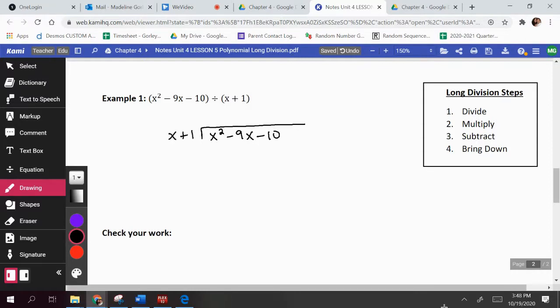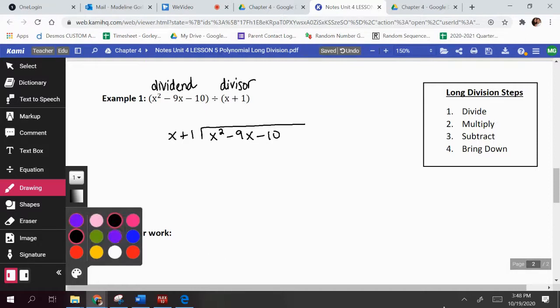This is called our dividend. This is called our divisor. Okay, so let's go ahead and get started. We're going to divide, multiply, and subtract. Bring it on down and bring it on back.